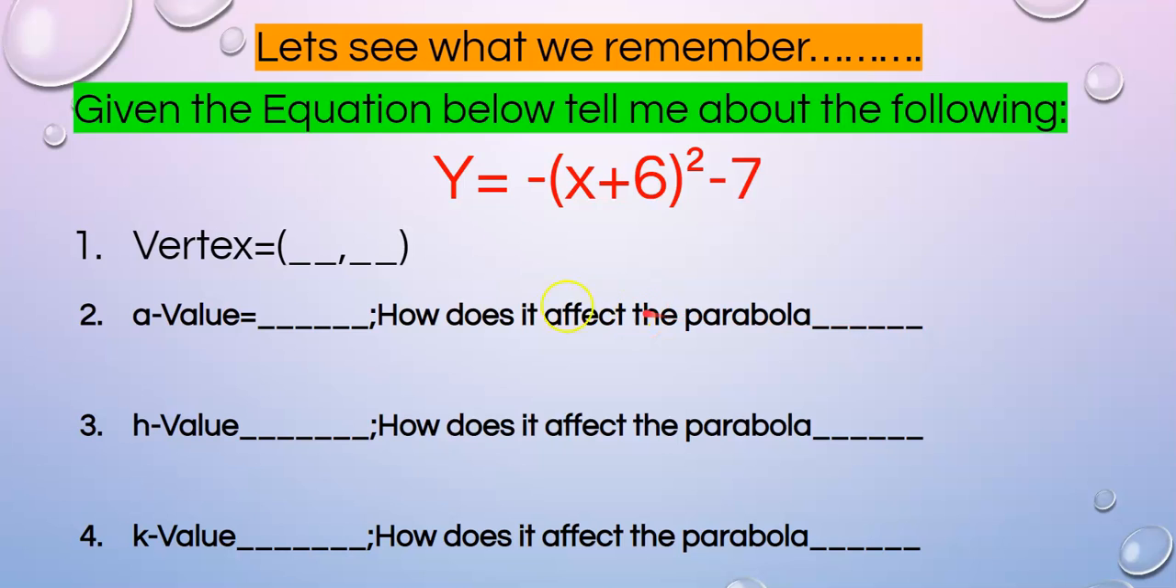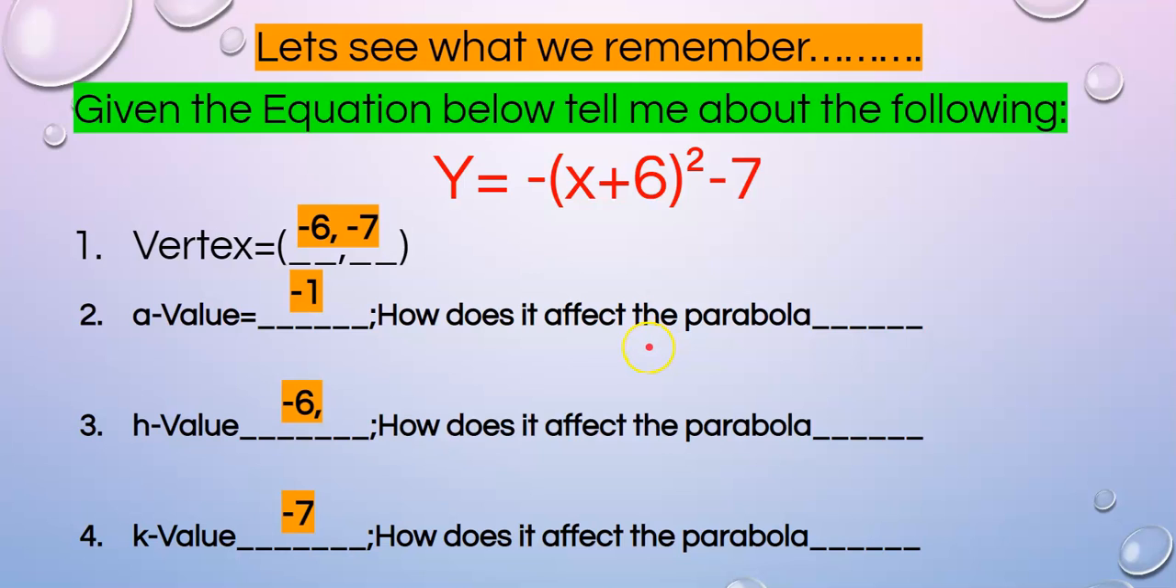So of course I have this quadratic equation that is written in vertex form, and I want to know what the vertex is. Alright, so my vertex for this equation should be -6, 7. My a value should be -1. And my h value should be -6. And my k value should be -7.